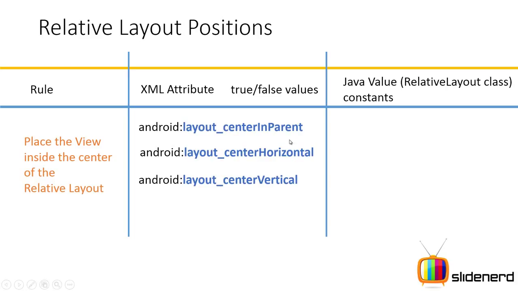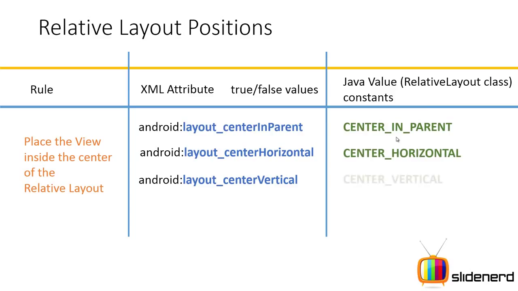Now what each of these takes as values is true or false. For example, you say Android layout center in parent equals true or equals false, but of course you don't need to say false, so you can just keep true as it is, right? Same way, you have some Java constants for them. Now these constants are inside your relative layout class as static fields. Now let me actually go ahead and show you how these things look when you apply them to say a button or a text view.